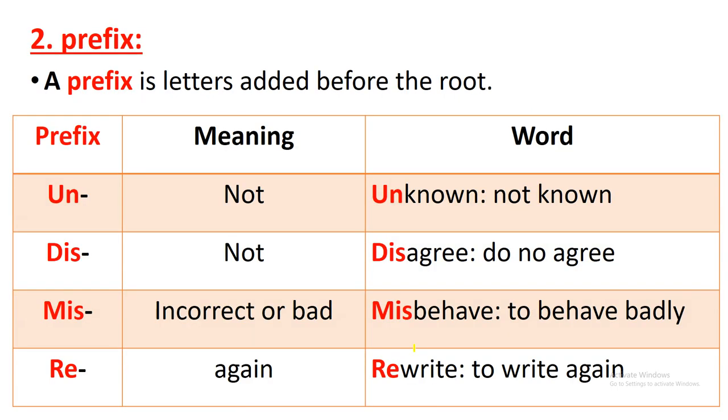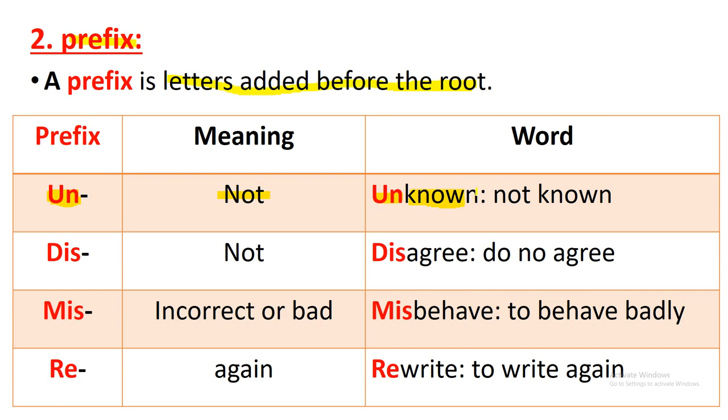Let's move to the second one, which is prefix. A prefix is letters added before the root. I can add them before the root. For example, the prefix un. The prefix un means not. For example, unknown. So I have here the prefix un and the root, which is known. Okay? Unknown means not known. So the prefix has the meaning of not.